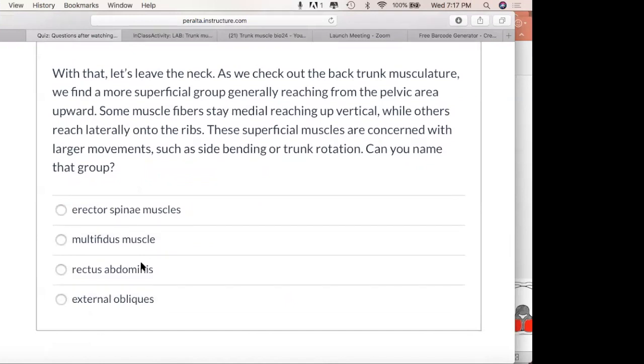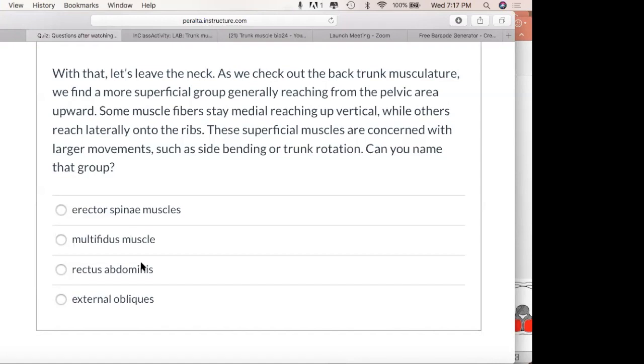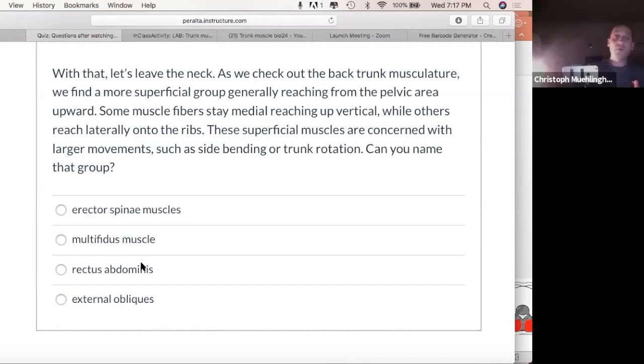As we check out the back and trunk muscles, we find a more superficial group generally reaching from the pelvis area upward. Some muscle fibers stay medially, reaching up vertically, while others reach more laterally onto the ribs. These superficial muscles are concerned with larger movements, such as side bending or trunk rotations. Can you name that group?